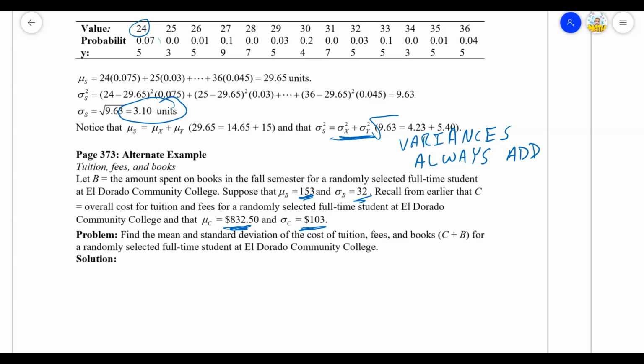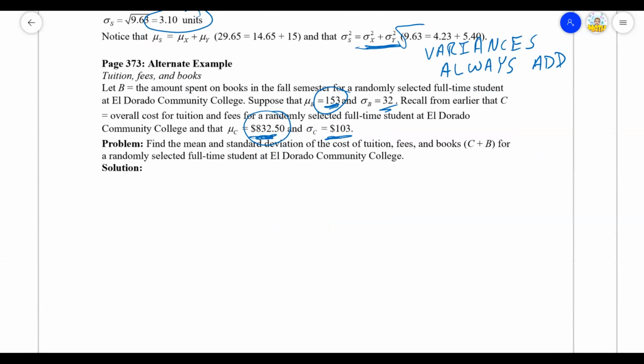So what we want to do is combine the average amount of books with the average amount of tuition and fees. The first part, the mean of the books and tuition and fees, is really simple and intuitive. We would just take 153 plus 832.50. Since I'm adding two variables, it makes perfect sense that I would add those two values. So that part is really intuitive. I think most of you would have been able to answer that first part without me ever even explaining it to you. It just usually makes sense.